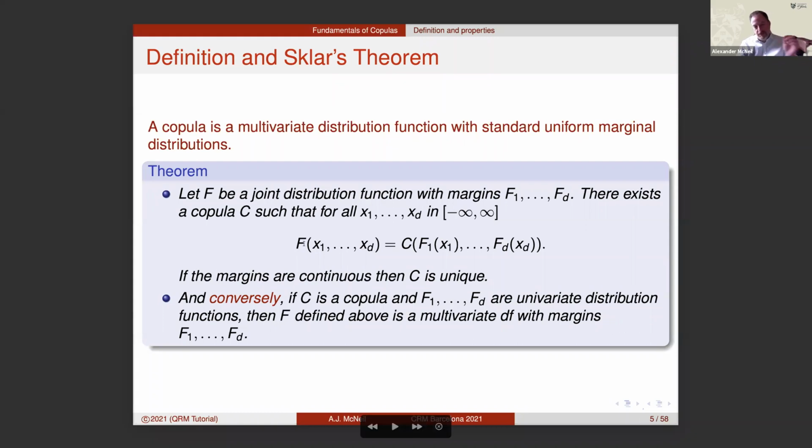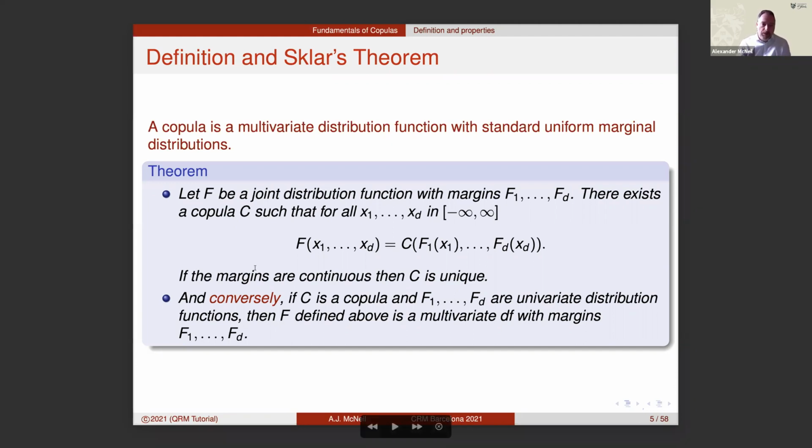The probability that the first risk is less than x1 and the second risk is less than x2, etc. And if this C was simply a product, what we'd be saying is that the joint distribution is a product of the marginal distributions. That would be independence. But when we find anything other than a product here, we have dependence between the risks.